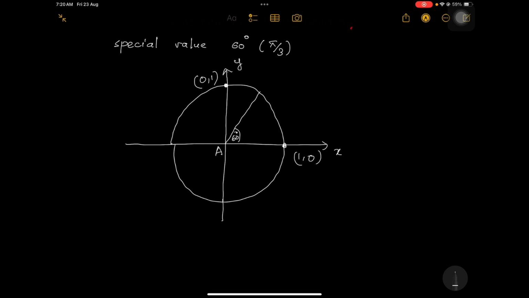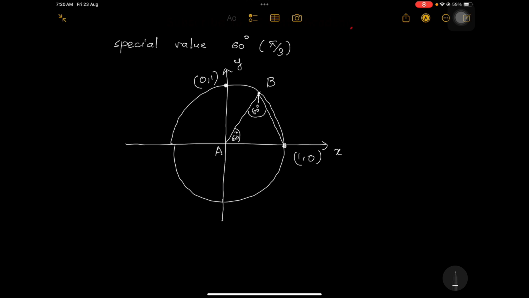This point we'll name it as A, and it's going to touch the circle at point B. And here we are going to do one thing. At point B, we draw an angle ABC with measure of 60 degree. So this angle is 60 degree.